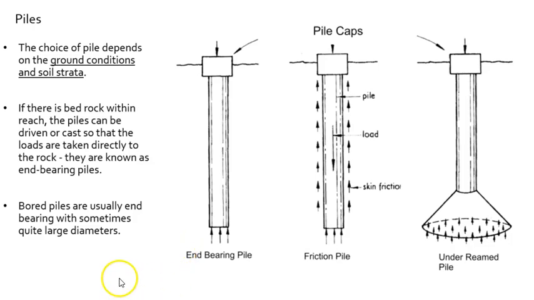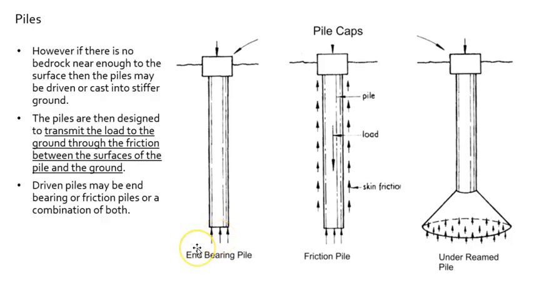All right, the choice of pile depends on the ground conditions and the soil strata. If there's bedrock within reach, the piles can be driven or cast so that the loads are taken directly onto the rock. These are known as end-bearing piles. That's what we see here. Bored piles are usually end-bearing, and sometimes with quite large diameters. If there's suitable bedrock right here, we could rest right on it and the load would be transmitted directly from the bottom of the pile into that bedrock.